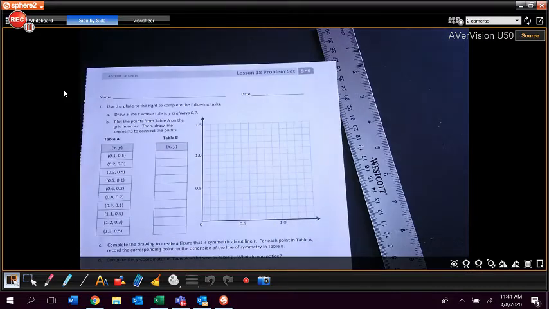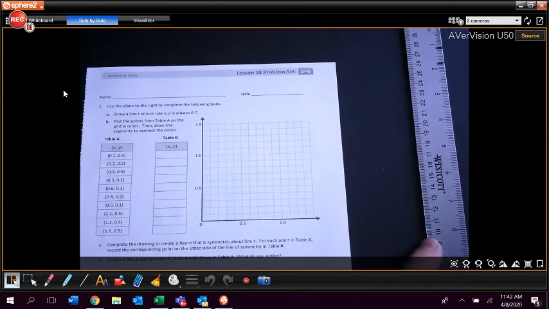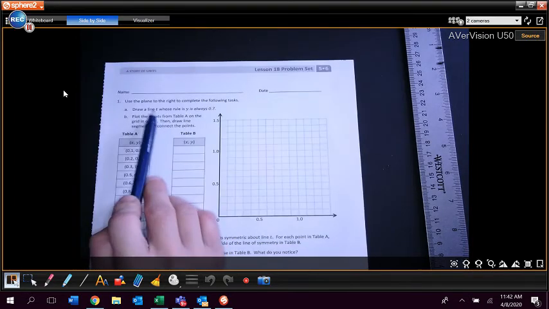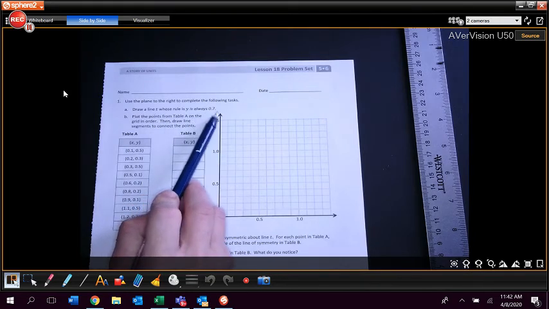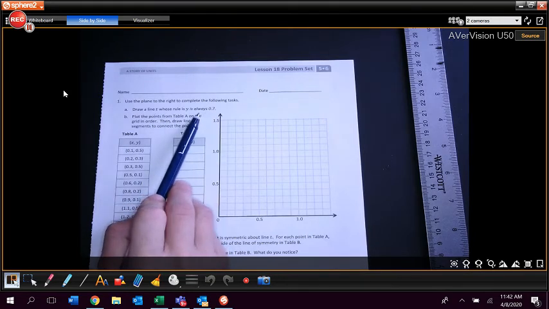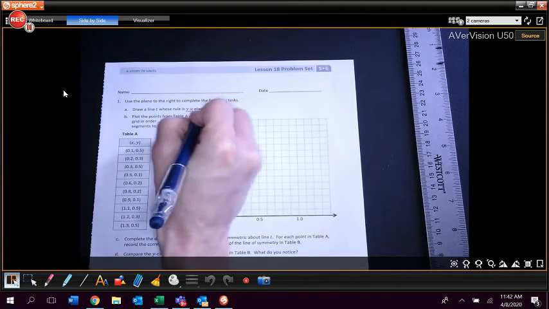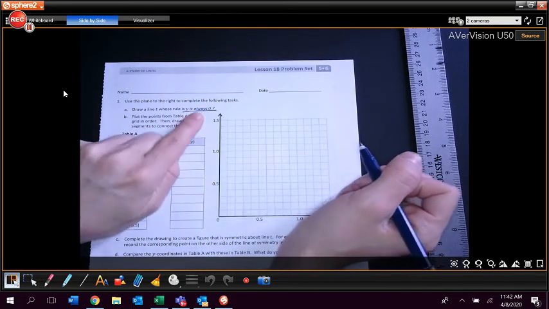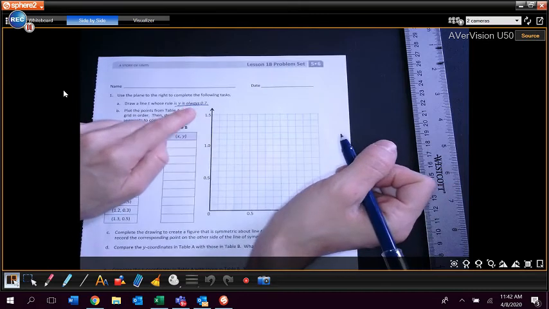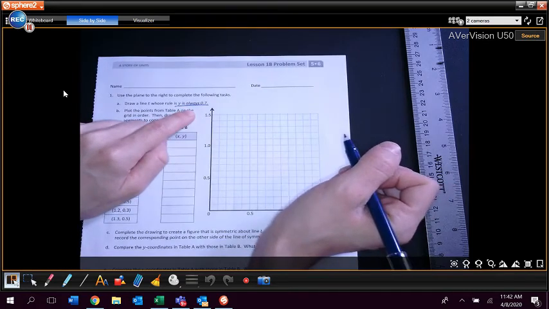Alright, so now we're going to begin and we're going to do lesson number 18. So let's review our work together. So it says, draw a line T whose rule is Y is always 0.7. So let's always follow the rule. So it's already giving us a rule. Y is always 0.7.